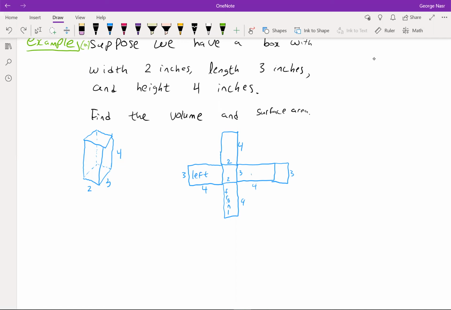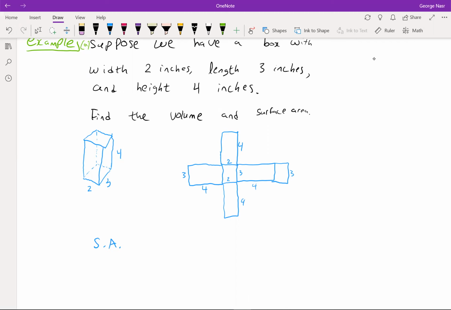This is the right. This is the back. And you can fill in everything else from there. So how do we find volume and surface area? These are, by now, things that we've practiced a few times. In fact, we've taken even learning outcome quizzes on them, so you've had to study this a bit.